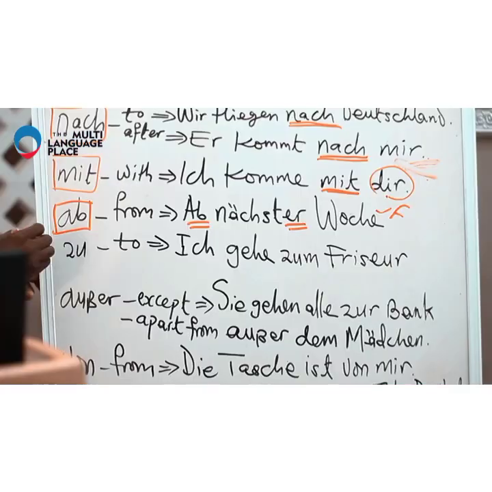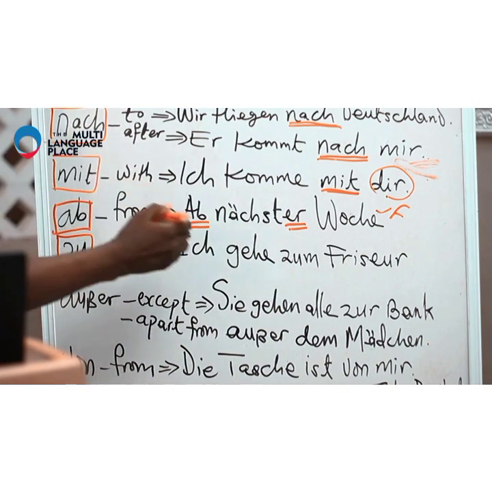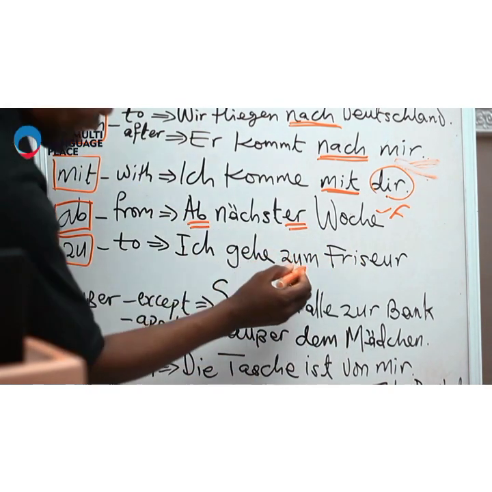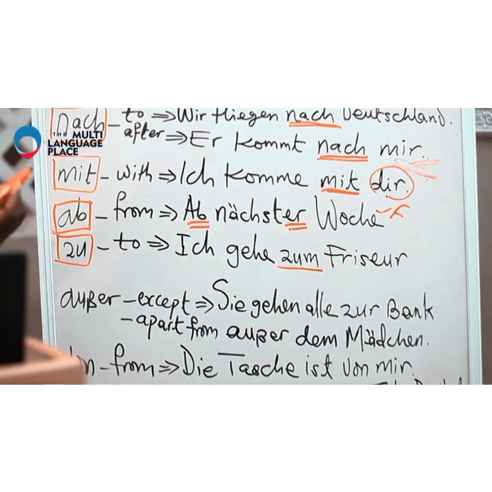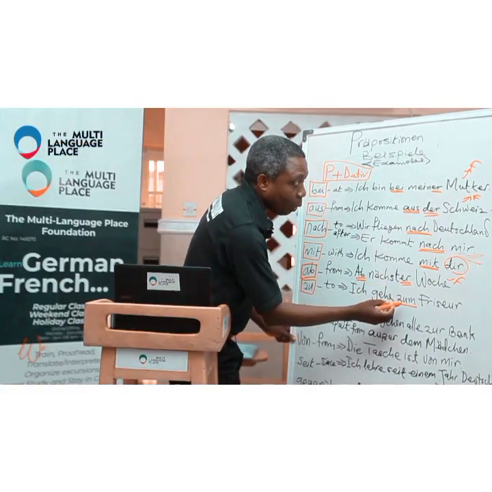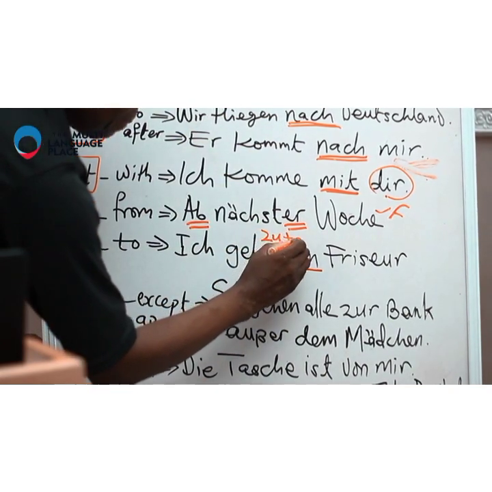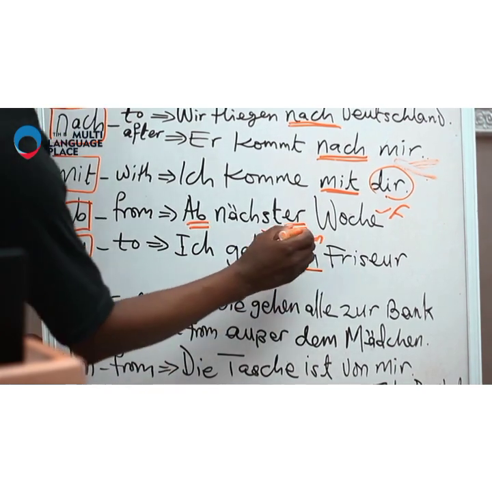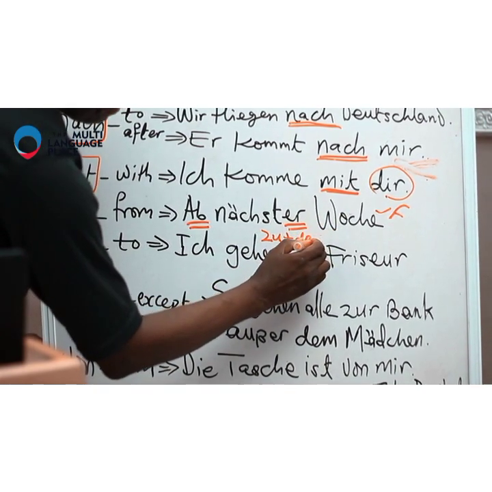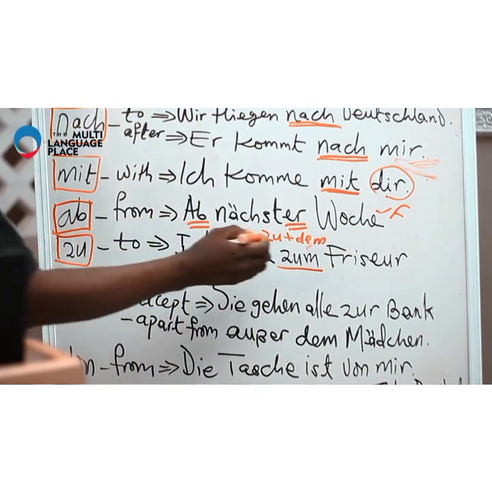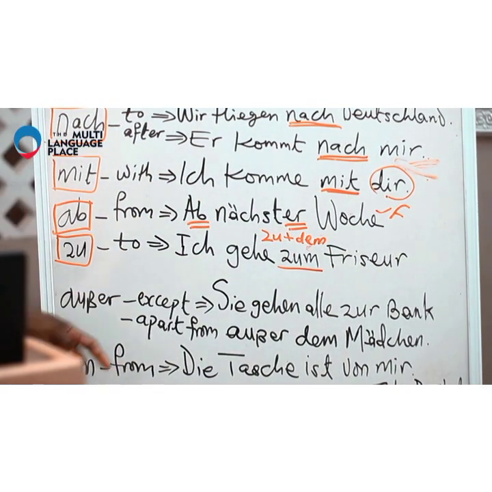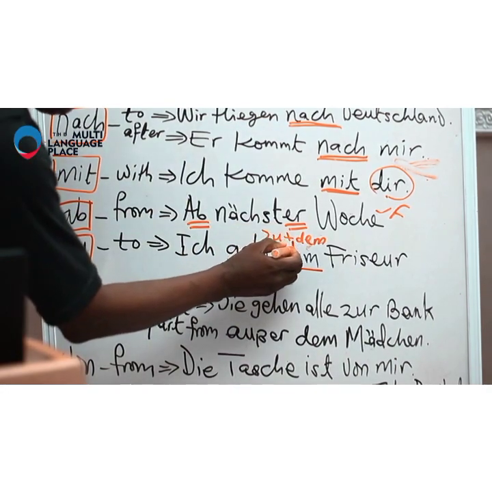So we continue. Zu simply means to. Ich gehe zum Friseur. What's the meaning of that? I am going to the hairdresser. But then this one looks a bit funny. Maybe you are seeing it for the first time. It is actually the combination of two things: zu plus dem. Look at it very well. The combination of zu and dem. The two cannot stand like this in German, so it is this combination that forms zum.